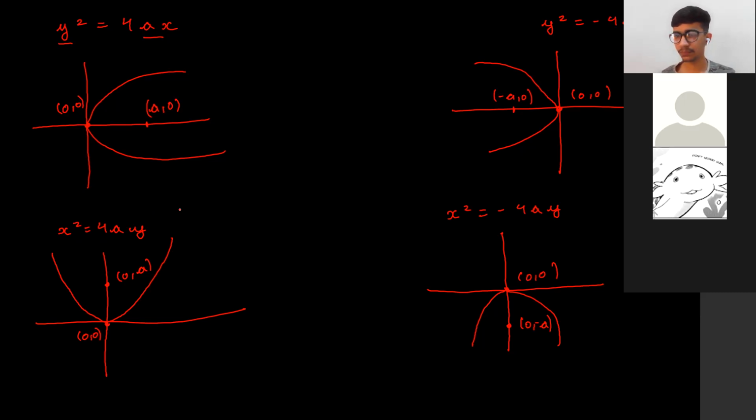Why do we take 4? It's the equation of a curve. This is how the equation of this curve comes out. Mathematically it comes out like this.